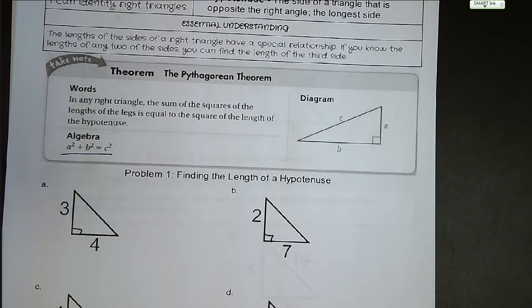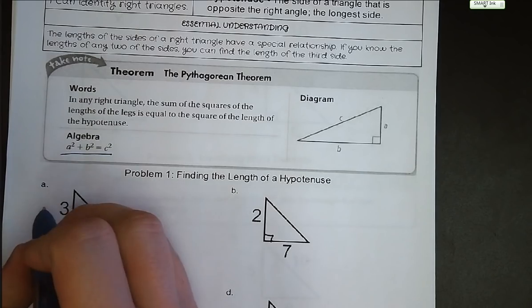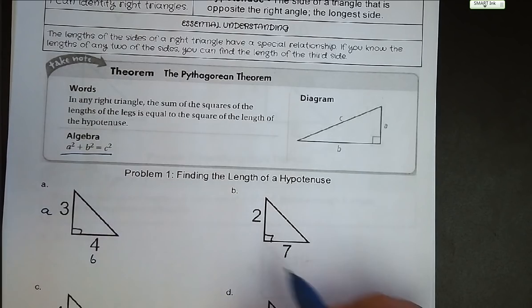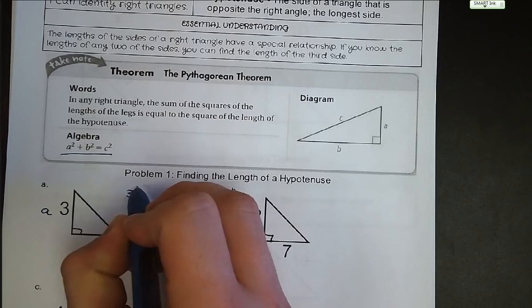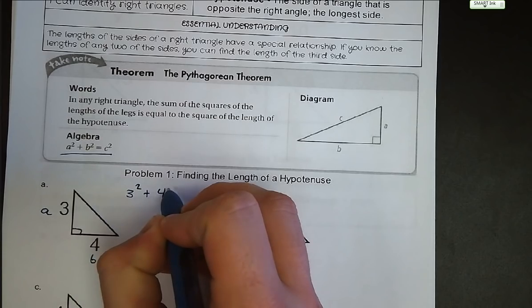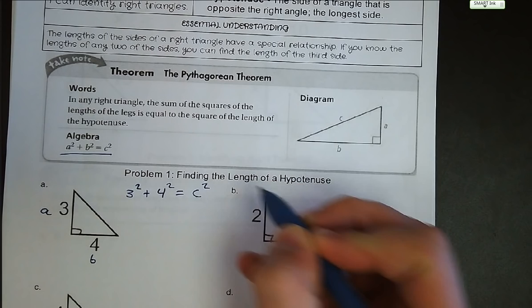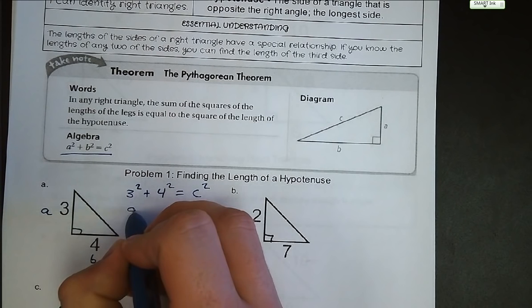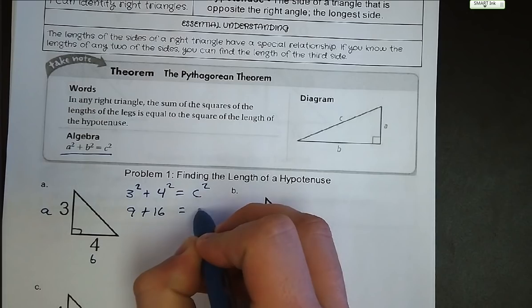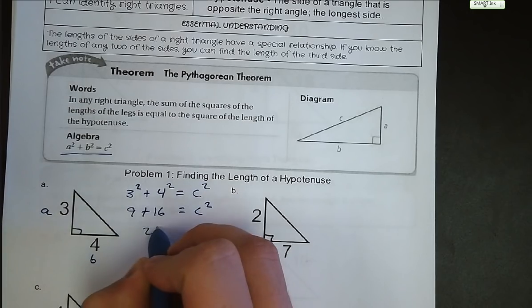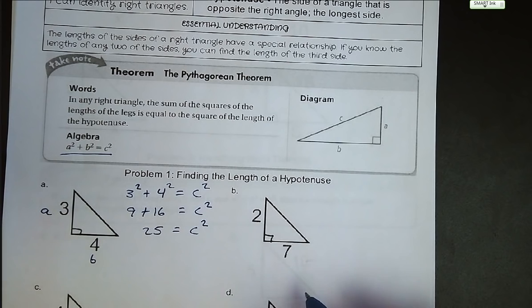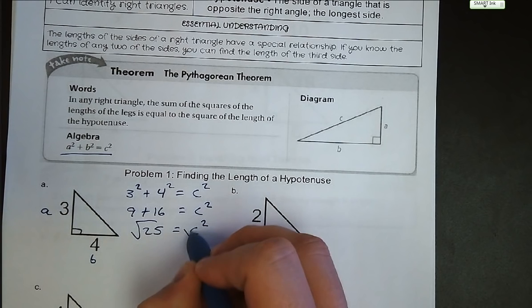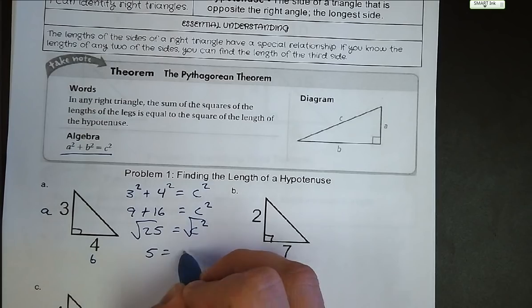So letter A, we've got two sides. They are 3 and 4, and we're going to label them A and B. And since you're probably thinking the question, Mr. Boland, does it matter which one is A and which one is B? No, it doesn't. As long as your hypotenuse is C, it doesn't matter which ones are A and B. So we have 3 squared plus 4 squared is equal to c squared. 3 squared is 9, 4 squared is 16, equals c squared. So we've got 25 equals c squared, and then you take the square root of that, and you get c is equal to 5.